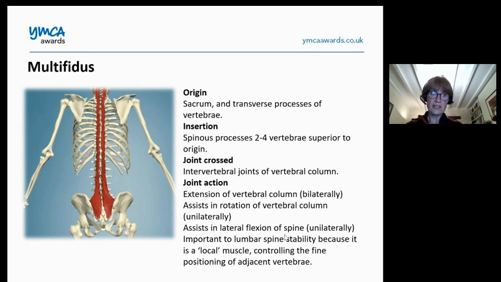When both sides are working, so bilateral contraction, it will result in extension of the vertebral column. And if you've got one side working more than the other, it assists with rotation. Again, unilateral, it can assist with lateral flexion, and it's important in that stability, that local muscle controlling that fine movement within the vertebrae.